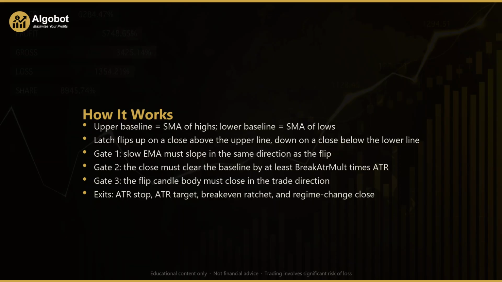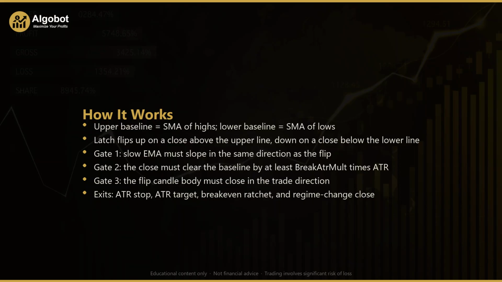The third gate is the with trend body. The flip candle itself must close in the direction of the trade, meaning a bullish body for a long and a bearish body for a short. The candle has to agree with the signal. When a fresh up flip clears all 3 gates, the EA signals a buy. When a fresh down flip clears all 3, it signals a sell. Only 1 position is held at a time.